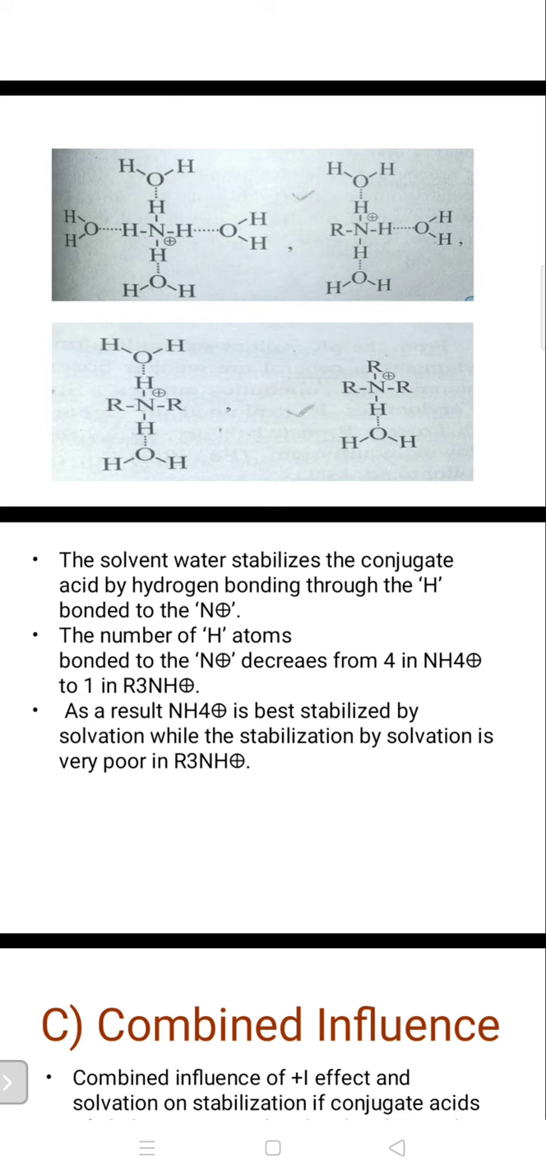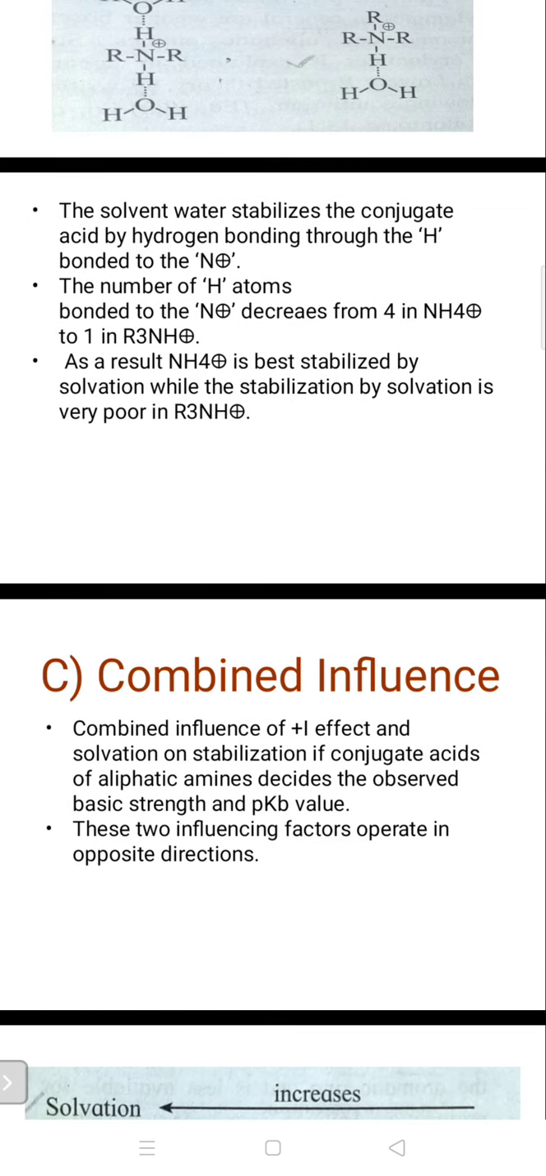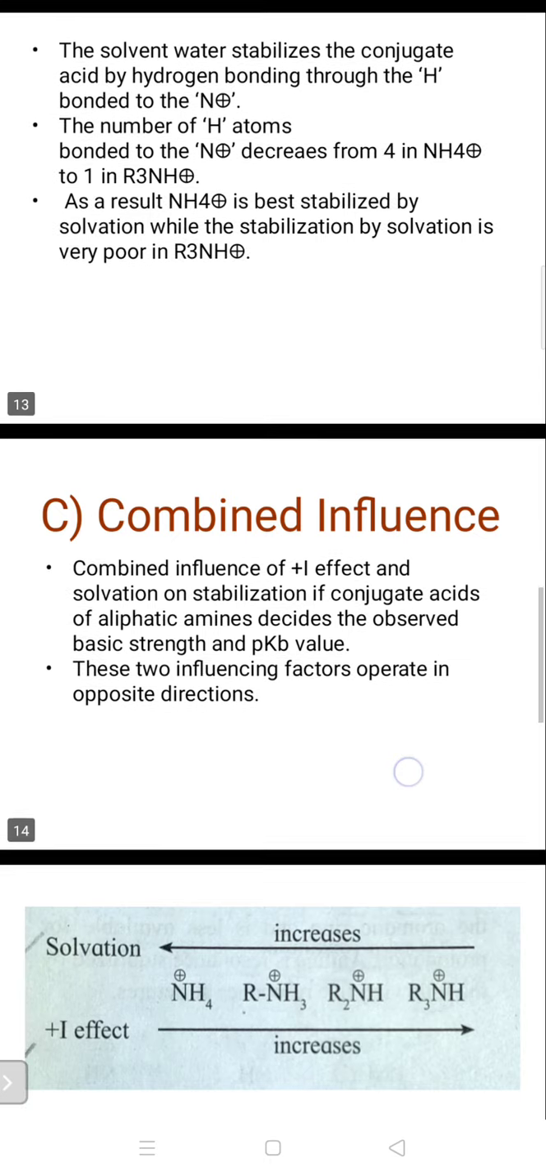So here, as a result, the ammonium ion is stabilized by solvation through the addition of water molecules, while the stabilization by solvation is very poor in the case of R3NH plus, and that we can learn from the first structure. Now the third factor we can discuss is the combined influence.